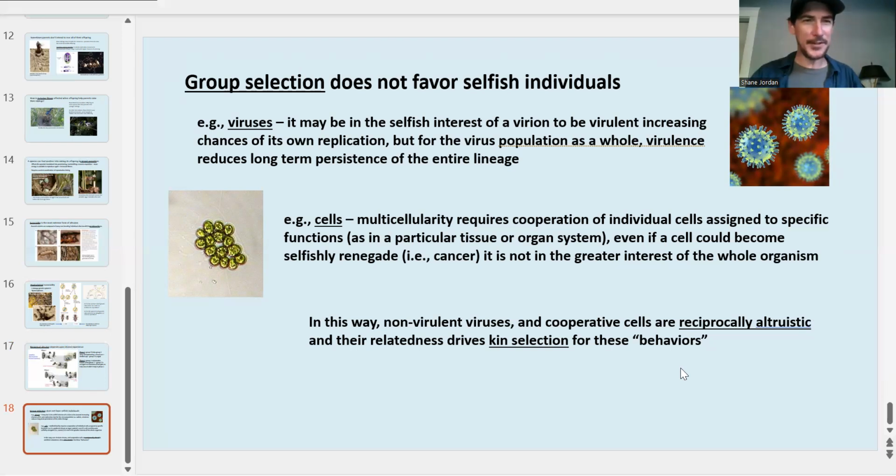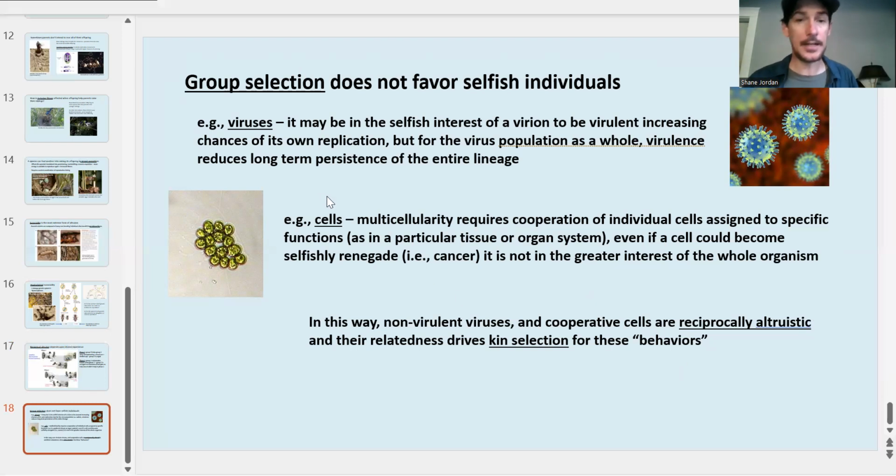But if a particular virion is really virulent, it might not help persistence of the entire lineage, because these super virulent viruses are going to kill their hosts. And so that's reducing the long-term persistence of the entire lineage. Selection in this situation is really favoring virions that are of an intermediate level of infectability. Virions that can replicate but don't kill their hosts are going to be selected over virions that are extremely virulent and do kill their hosts, generally speaking.